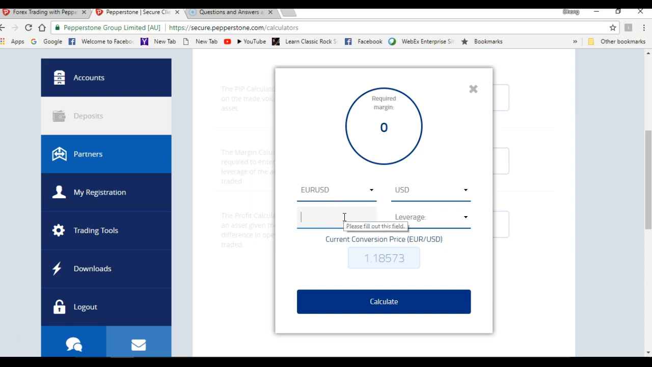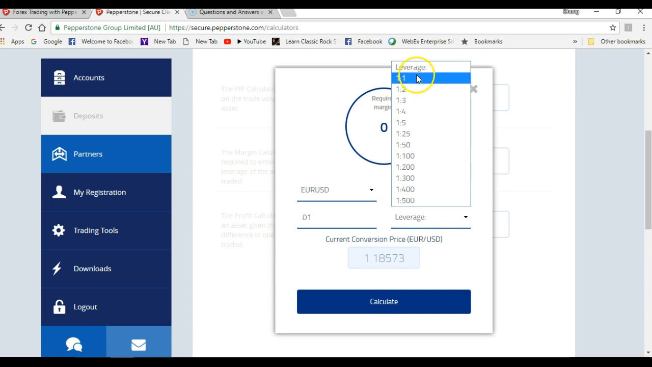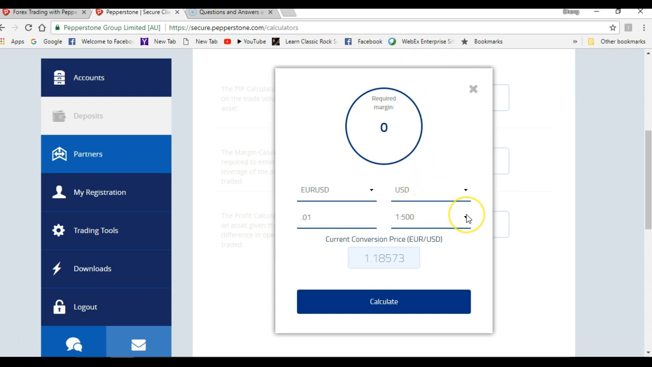Okay, so volume lot size 0.01, and then I have a leverage of, maybe I just put it like 1:500. This is the leverage that the company has offered. It depends on your brokerage. So 0.01 is the value that I'm using. Look at this: in order for you to run 0.01 with leverage of 1:500, you need $2.37 in your account in order to open a trade.